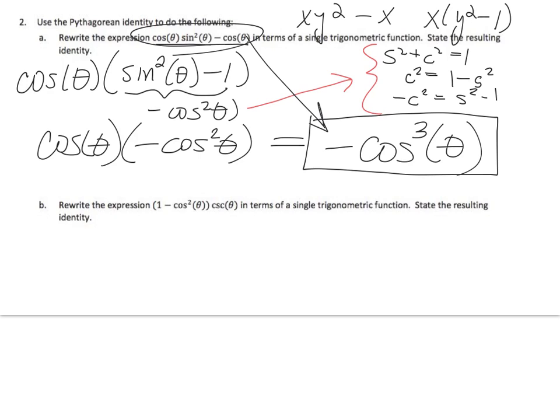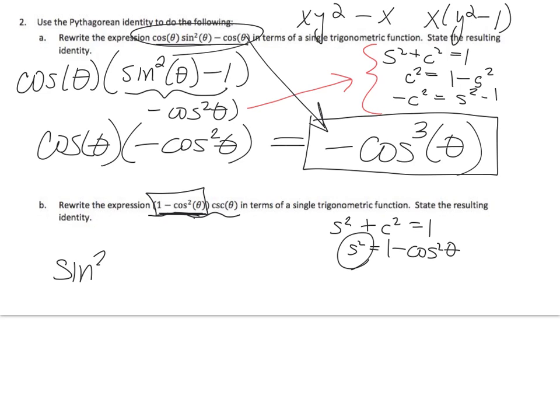Okay, let's try another one. Rewrite the expression 1 minus cosine squared times cosecant in terms of a single trig function. I'm going to use my little notation, sine squared plus cosine squared equals 1. Sine squared equals 1 minus cosine squared. So if I can isolate this piece right here, I can replace it with sine squared theta.